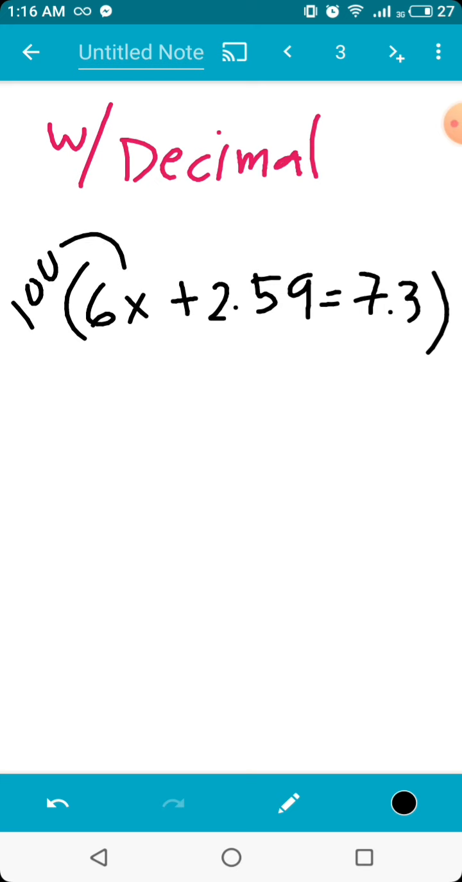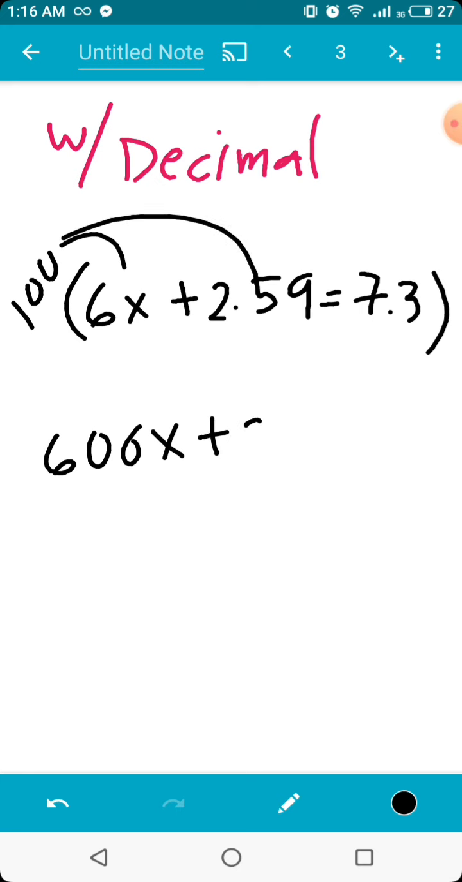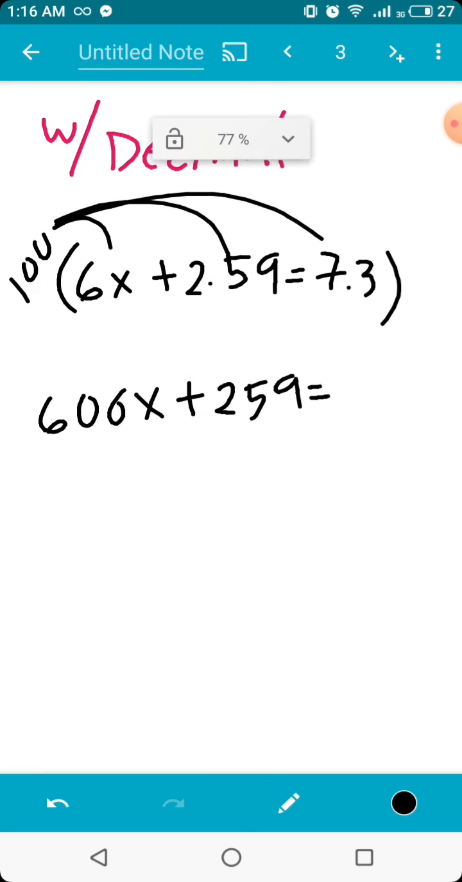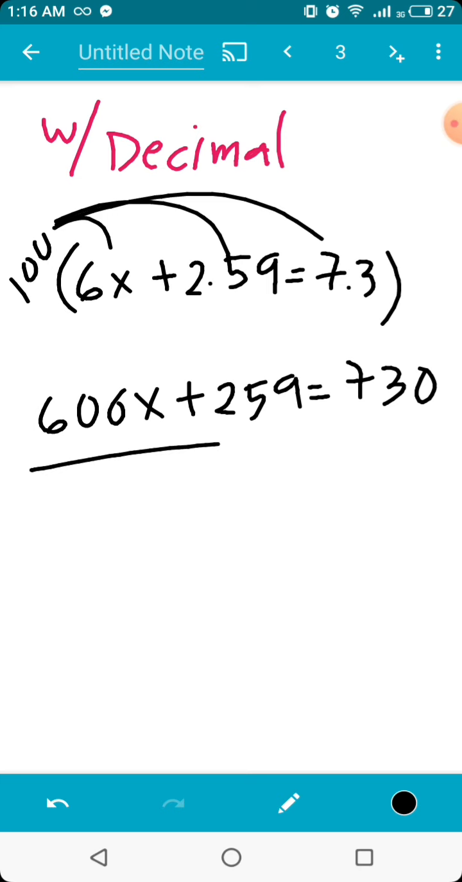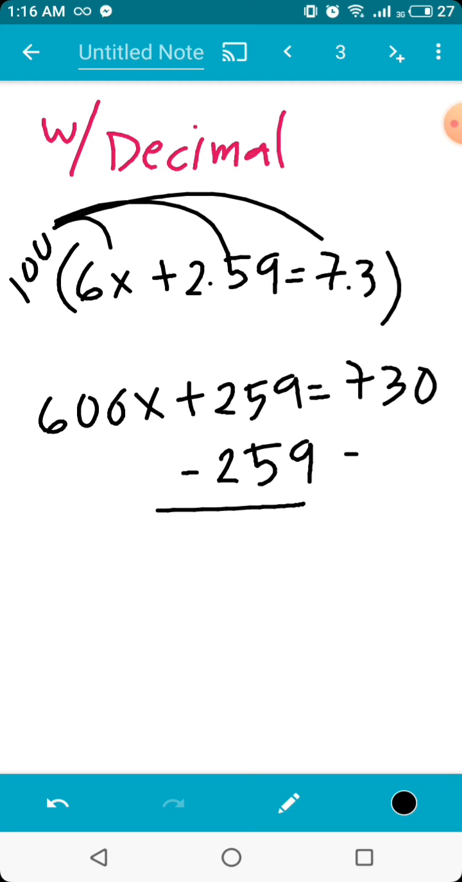Okay? So, 100 times 6x, that will become 600x. 100 times 2.59, so that is positive 259. And then, 100 times 7.3, so that is 730. Okay? So, yung bago nating equation ay 600x plus 259 equals 730. So, sa side na to, ang kailangan natin ma-cancel ay si positive 259. So, minus natin siya sa 259. So, same din dito sa kabila.